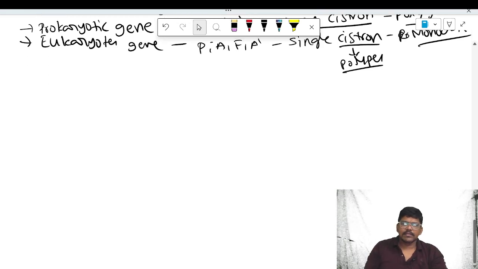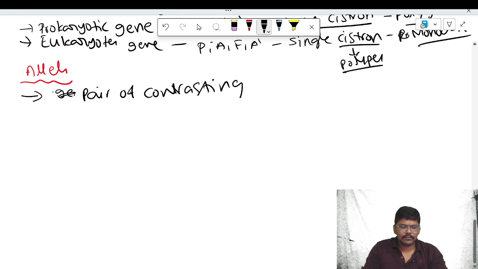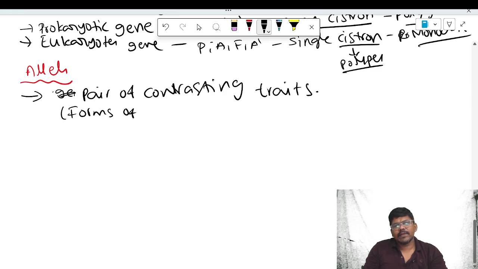Next, we will see about alleles. We have seen about the gene. If you see the gene, mostly each gene contains two alleles. We can say that it is a pair of contrasting traits. Alleles are nothing but pairs of contrasting traits. We can also say that alleles are forms of a gene.